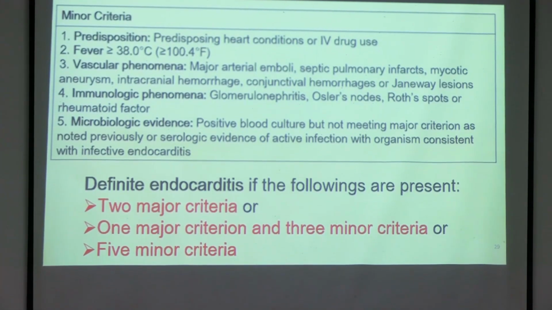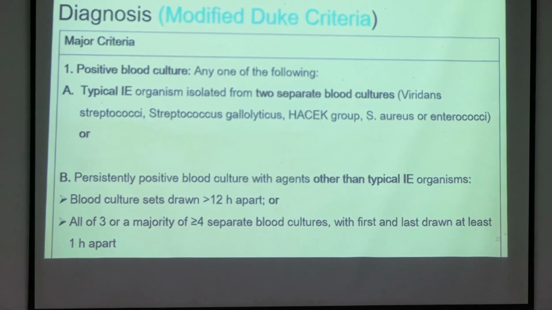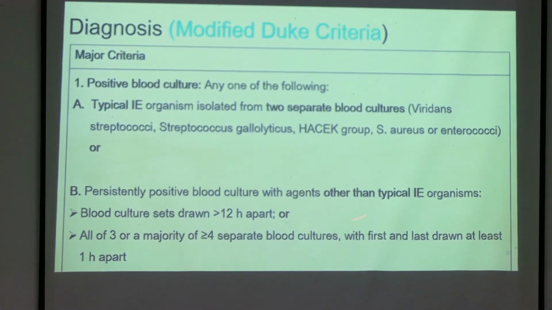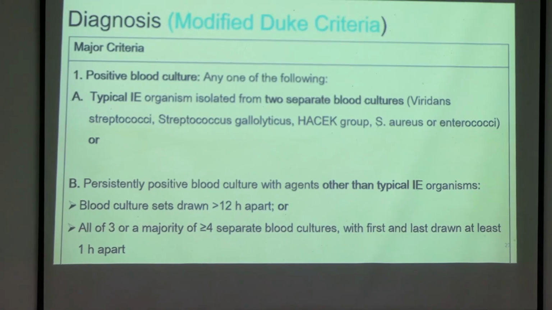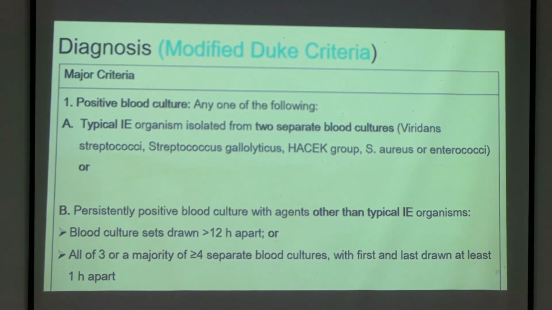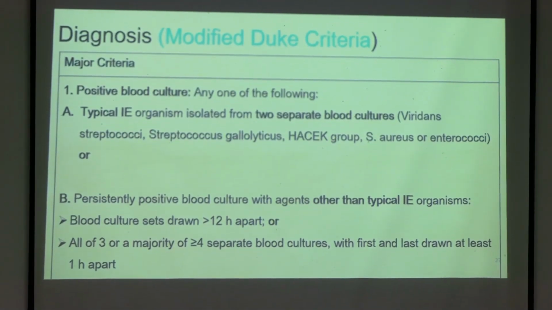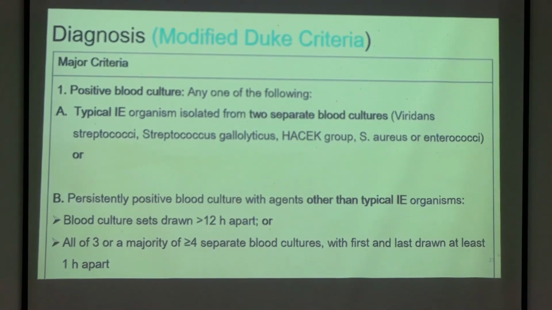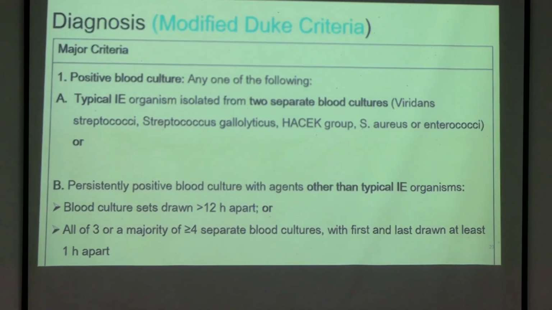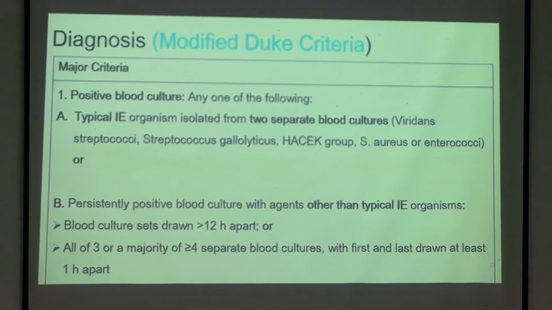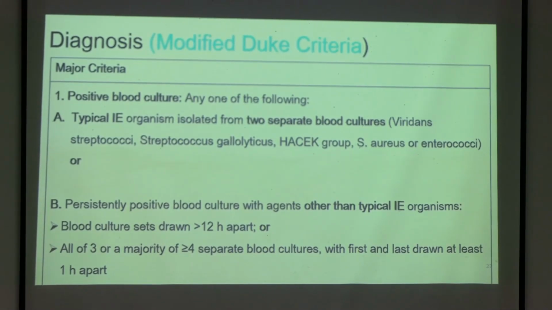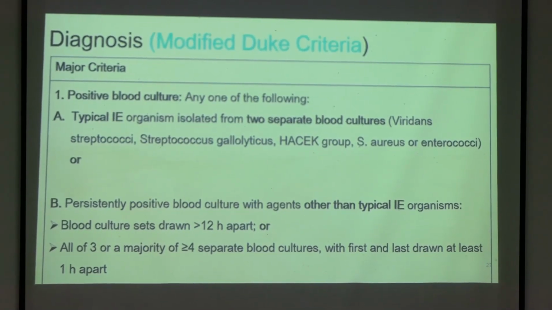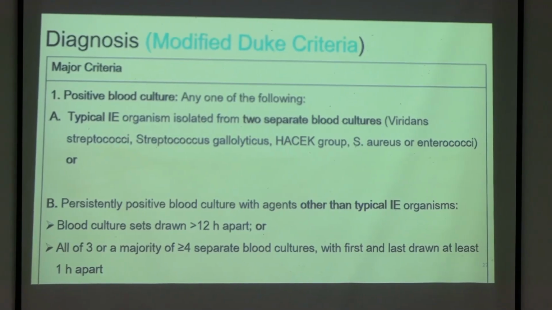Now in the original Duke's criteria, you didn't have the atypical organisms in your criteria. You had only the typical organisms. But what happened with that Duke's criteria? So many cases were misdiagnosed, as the sensitivity was less. So that's why the modification was done in 2000, and these atypical organisms were also included.